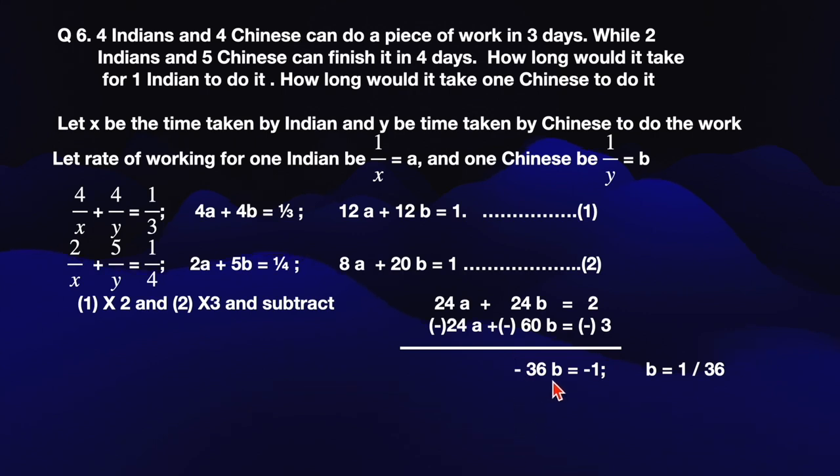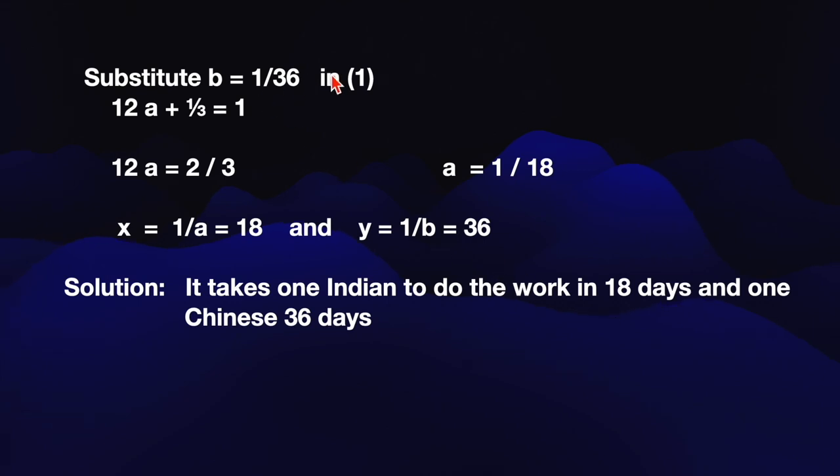You get minus 36 b is equal to minus 1, b is equal to 1 upon 36. But b is what? 1 upon y. So y is equal to 36. Substitute b in any one of the equations, you will get the value of a. A is again 1 upon 18, which is 1 upon x. So x is equal to 18. So an Indian does the work in 18 days and 1 Chinese in 36 days.